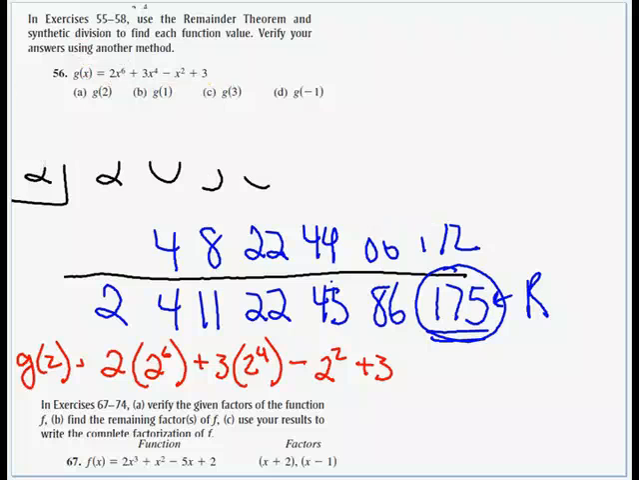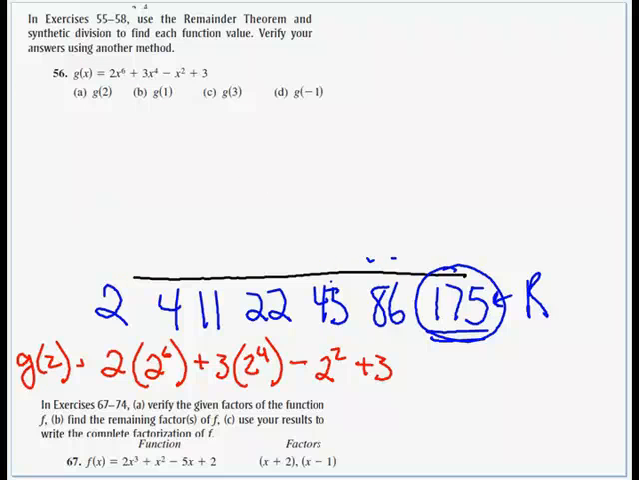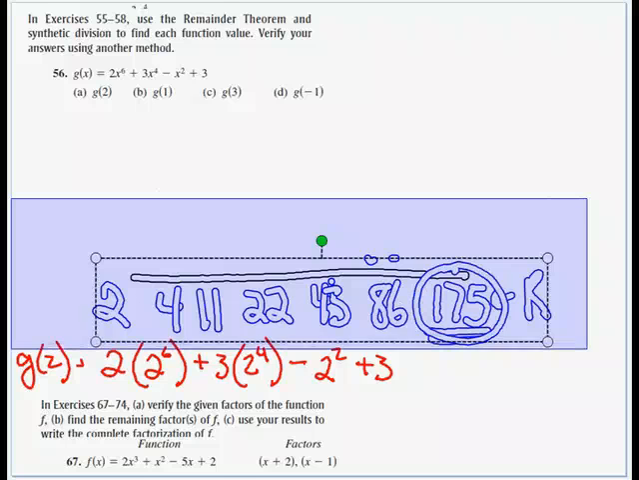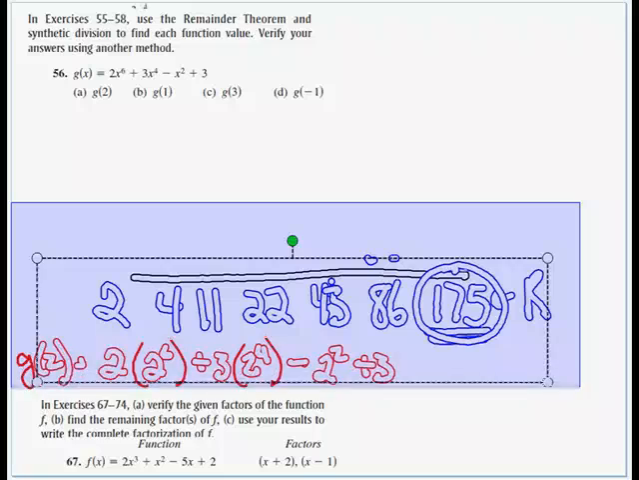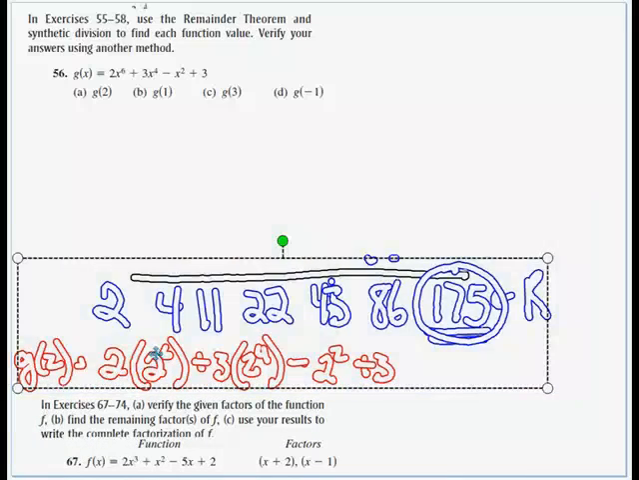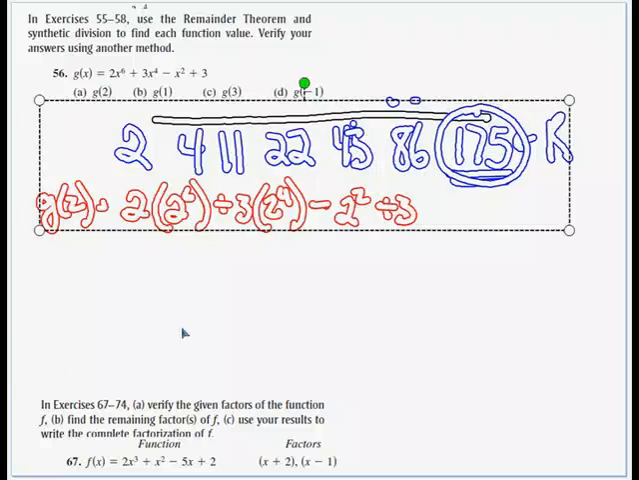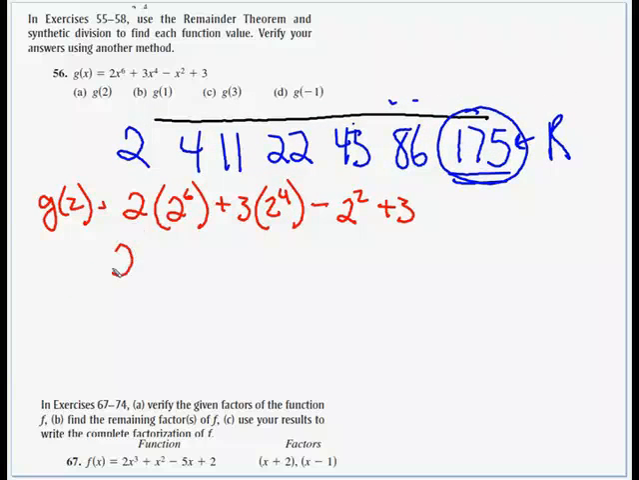I do need a little more room here, and I guess the only thing we really need to keep there is that remainder 175, because hopefully this is all going to work in the end. Why is it not letting me get that g? Got it. Okay. So 2 times 2 to the 6th: 2 to the 5th is 32.